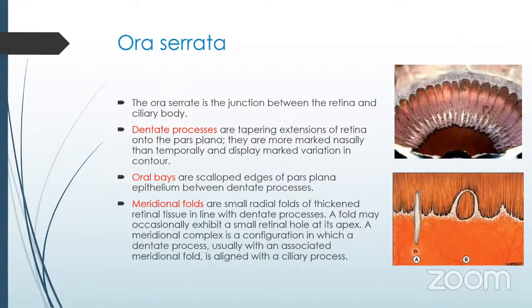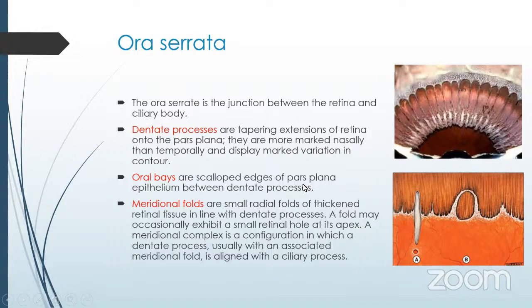Then we'll look at the ora serrata. Ora serrata is the junction between the retina and the ciliary body. Important structures of the ora serrata are the dentate processes, oral bays, and the meridional folds. The dentate processes are tapering extensions of the retina onto the pars plana, and these are more marked nasally as compared to temporally. Here these are all the dentate processes.